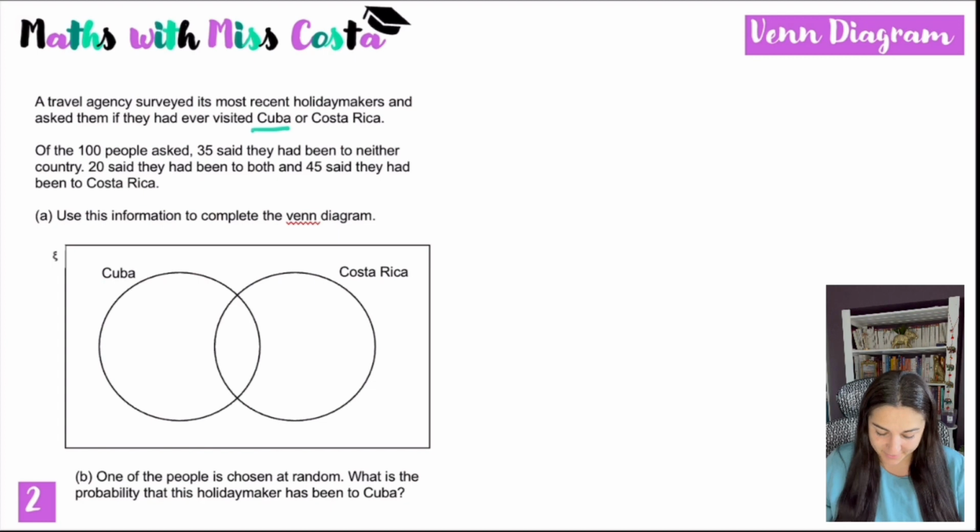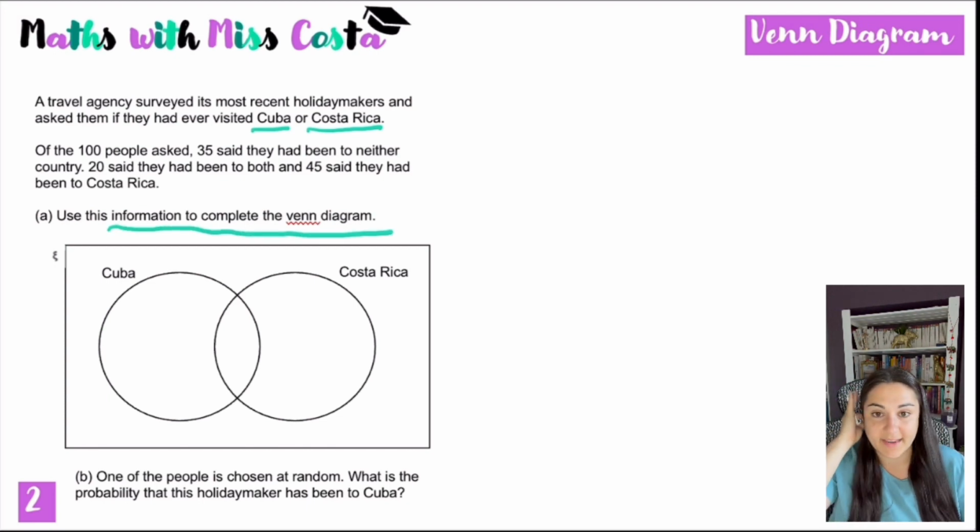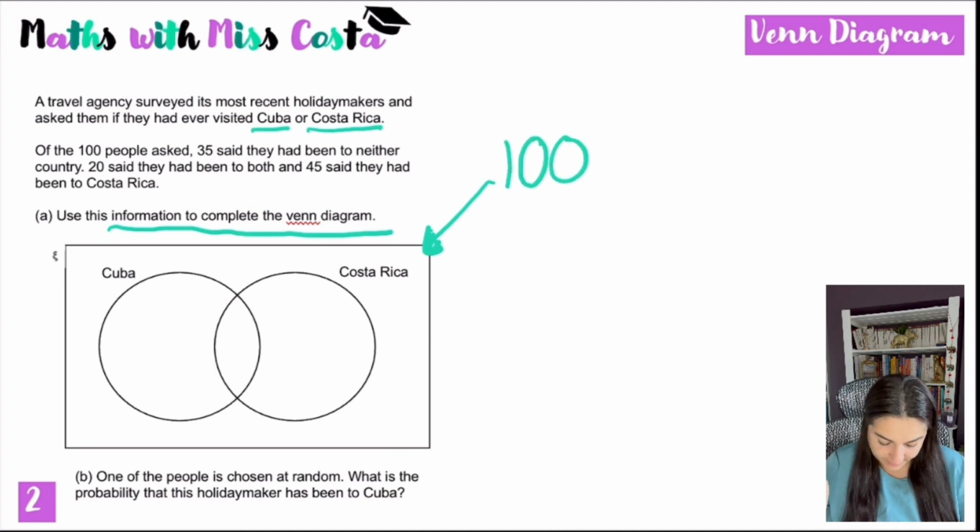So, a Venn diagram. A travel agency surveyed its most recent holiday makers and asked them if they had ever visited Cuba or Costa Rica. Of the 100 people asked, 35 said they had been to neither country, 20 said they had been to both, and 45 said they had been to Costa Rica. I need to use this information to complete the Venn diagram.